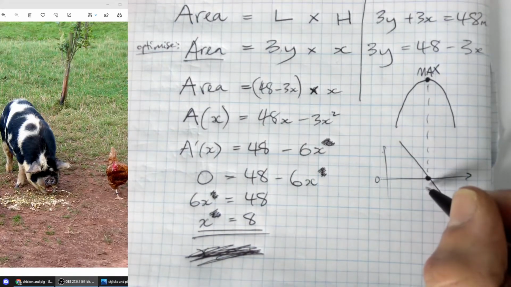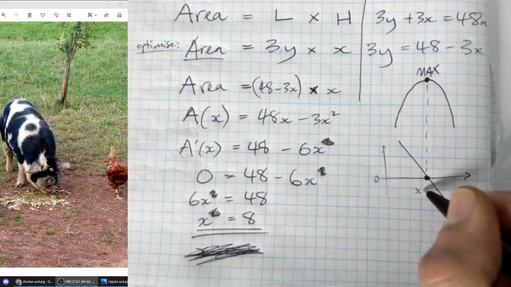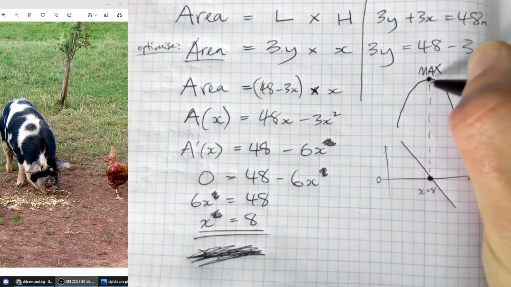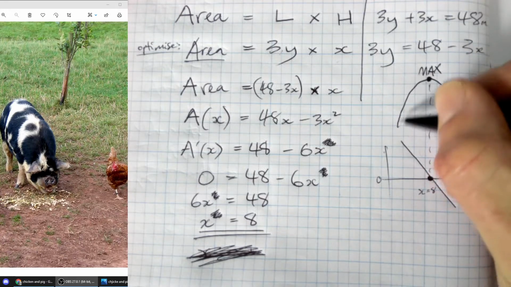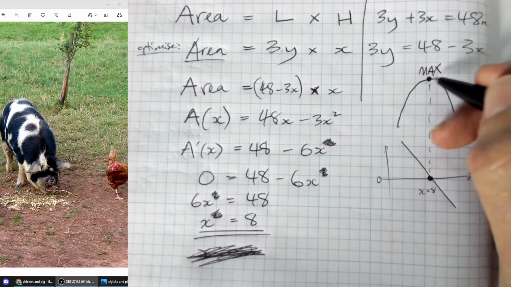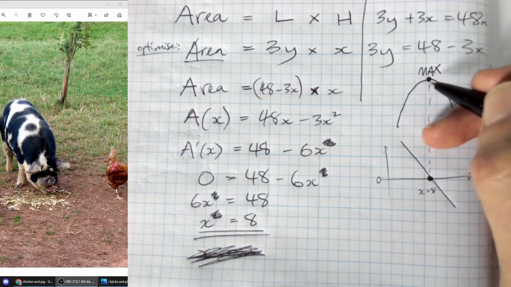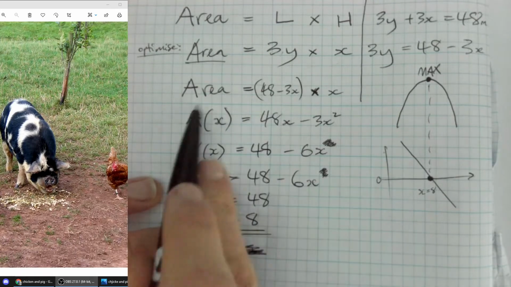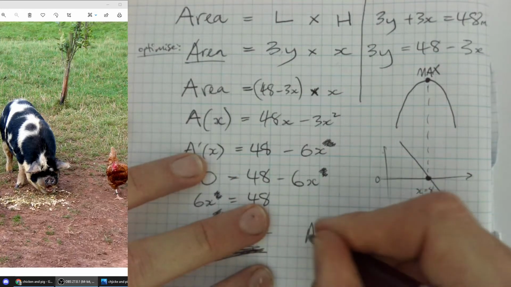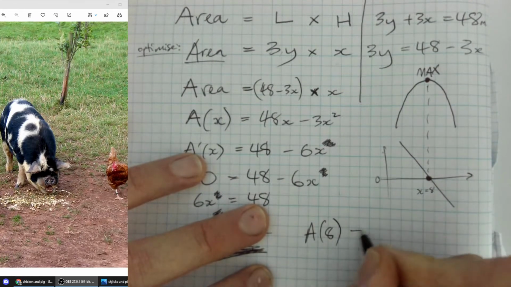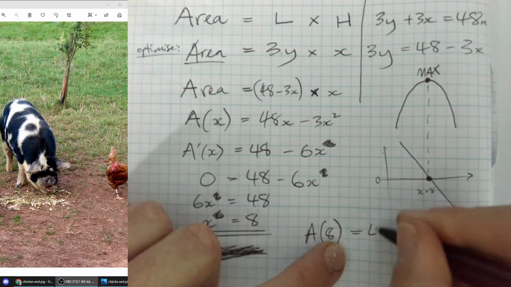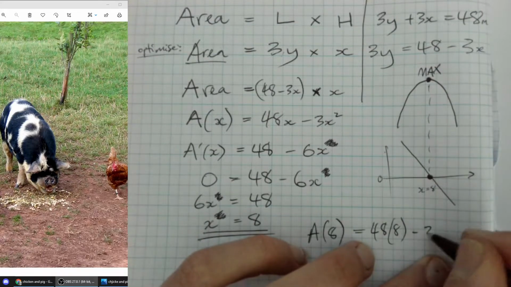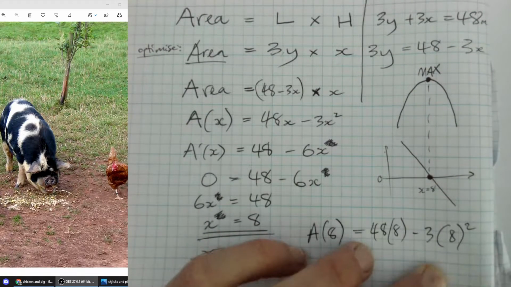Now, this happened when x was equal to 8, which means that the maximum occurs on our upside down parabola. The maximum area happens when x is equal to 8. So to finish off the problem, we need to substitute it back into this equation. So A of 8 is equal to 48 times 8, I'm going to have to start doing that in my head, minus 3 times 8 squared.